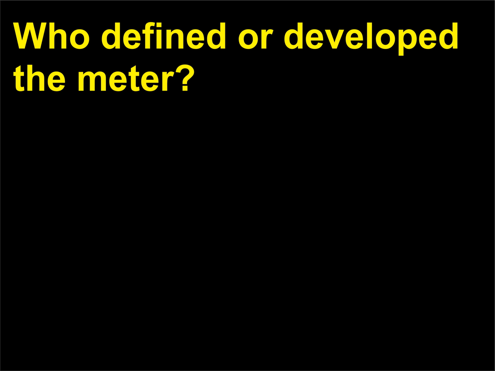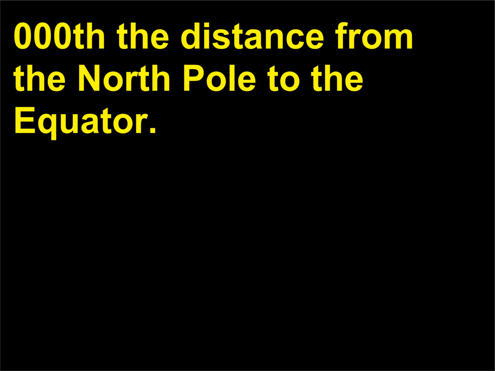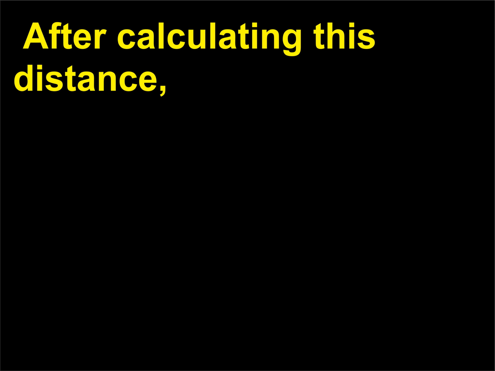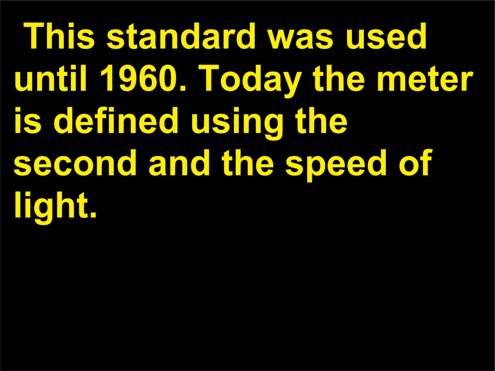Who defined or developed the meter? In 1798, French scientists determined that the meter would be measured as 1/10,000,000th the distance from the North Pole to the equator. After calculating this distance, scientists made a platinum iridium bar with two marks precisely 1 meter apart. This standard was used until 1960.